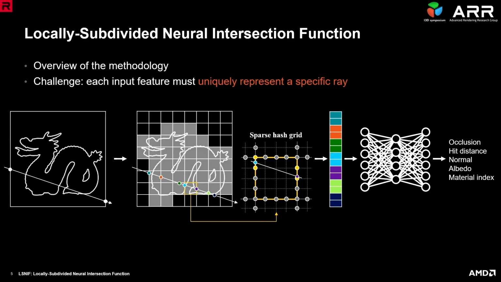Okay, this is an overview of our method, LSNIF. I will explain each step later, but here, let's first consider the challenge we have to resolve. We use a small MLP together with a fixed size grid. To allow the small MLP to easily infer the desired shading information like occlusion, normal, and something like that, we need to ensure that each input feature to the MLP should uniquely represent a specific ray.